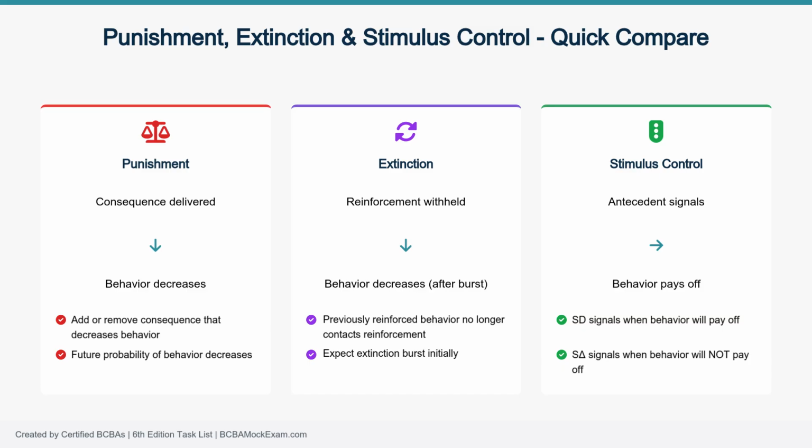A powerful exam strategy is to decide first whether the question is manipulating consequences or antecedents, and second whether reinforcement is being changed, withheld, or just signaled. Once you sort items into these three buckets, many tricky distractors become much easier to eliminate.